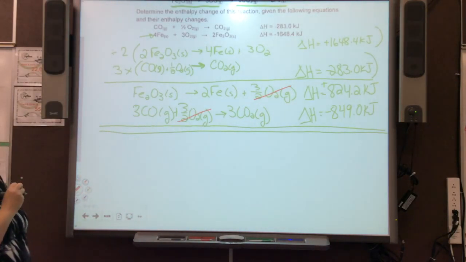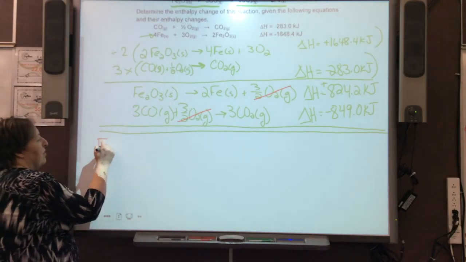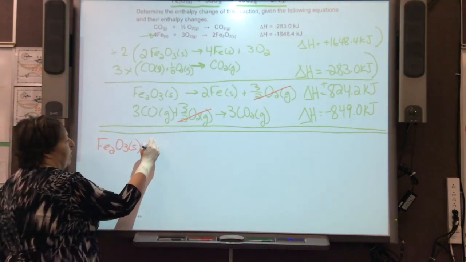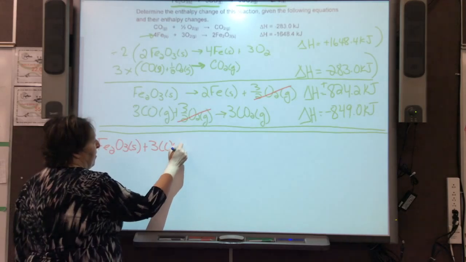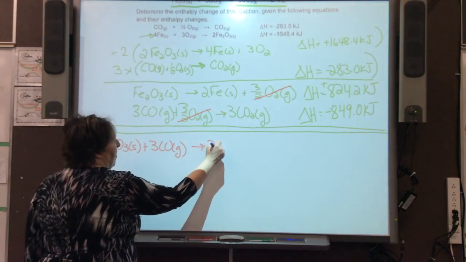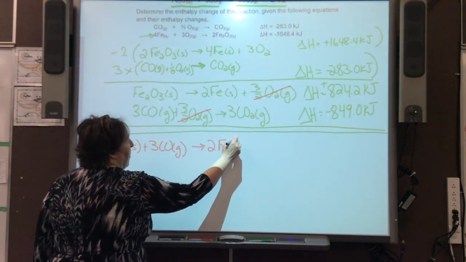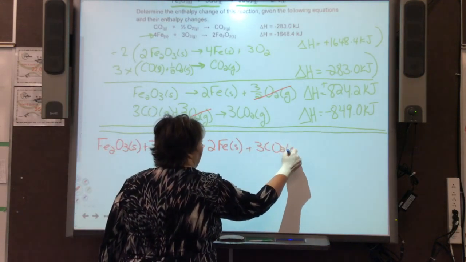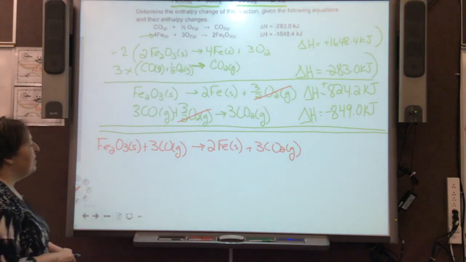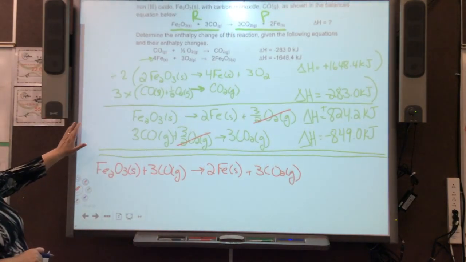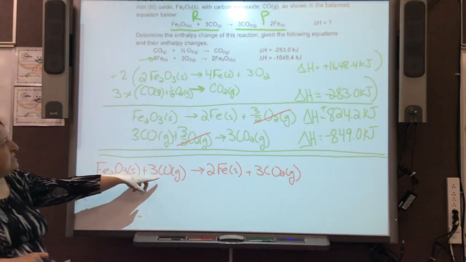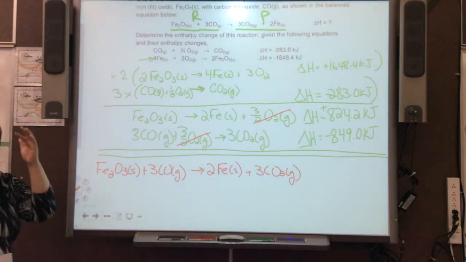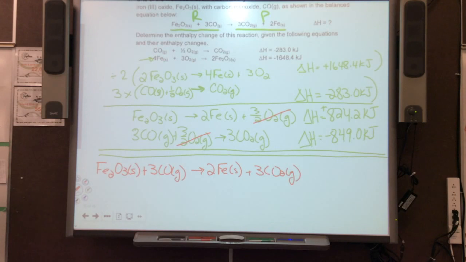So what are we left with? We should be left with... and we double check it with our balanced reaction. Fe2O3 plus 3CO gives us 3CO2 plus 2Fe. So we've matched our balanced reaction.